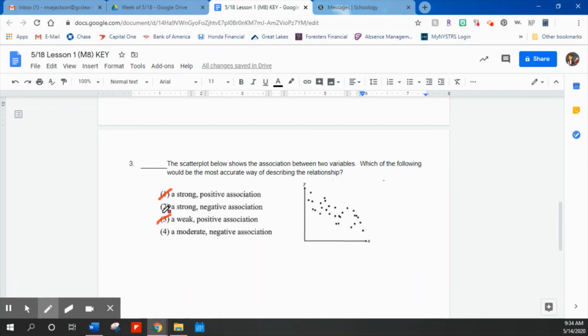Now, the other options we have are strong and moderate. Okay, strong and moderate. Now, this is kind of tricky because how do we know if that's really strong or not? The data points are pretty close to each other, but it's not obvious that they are super, super strong. So we are going to say that this is going to be a moderate relationship, choice 4. So that's what this blank is up here for you to put your answer in.